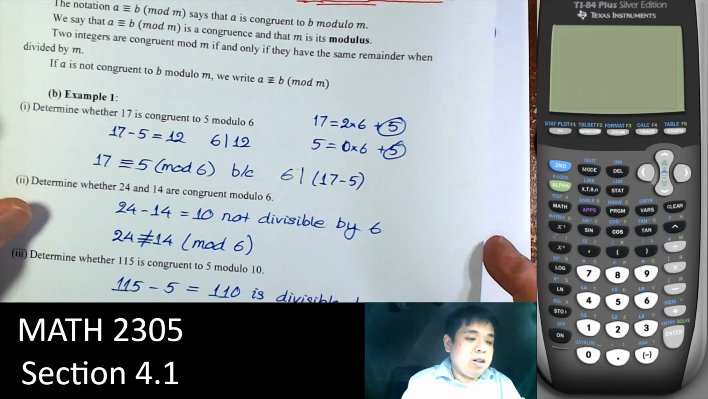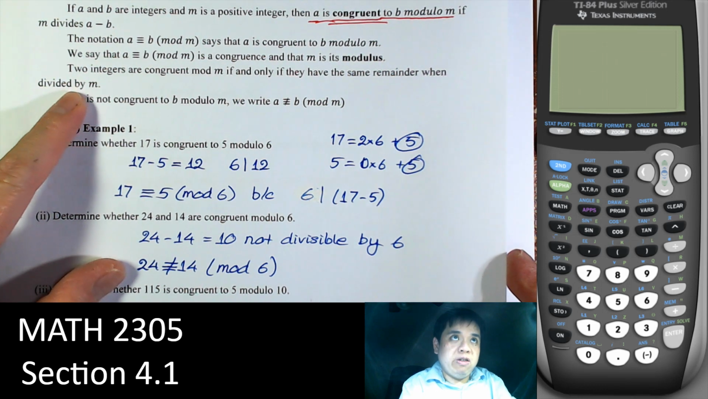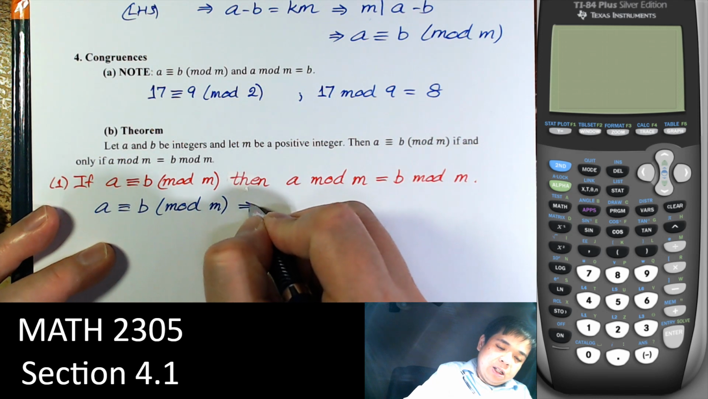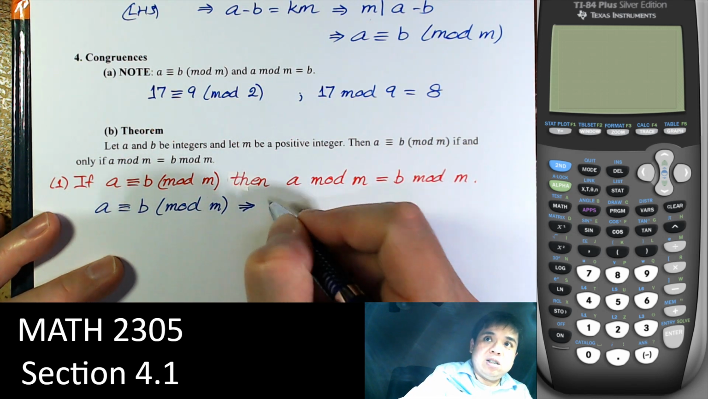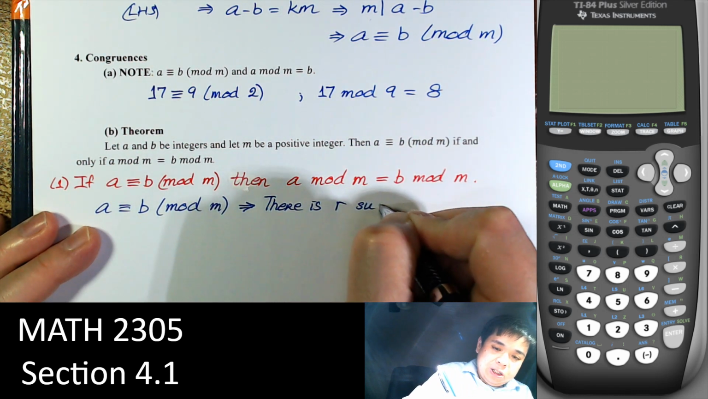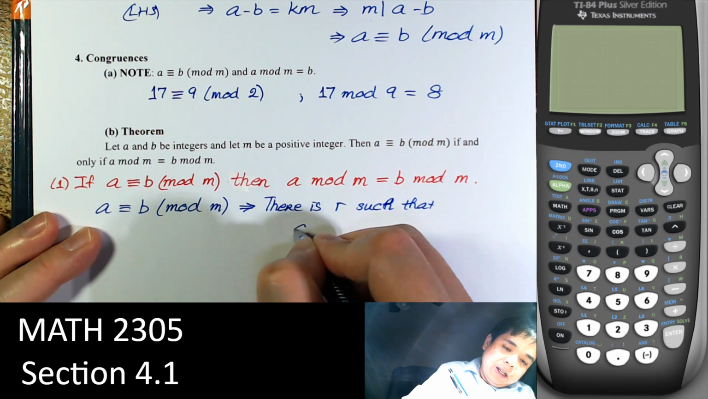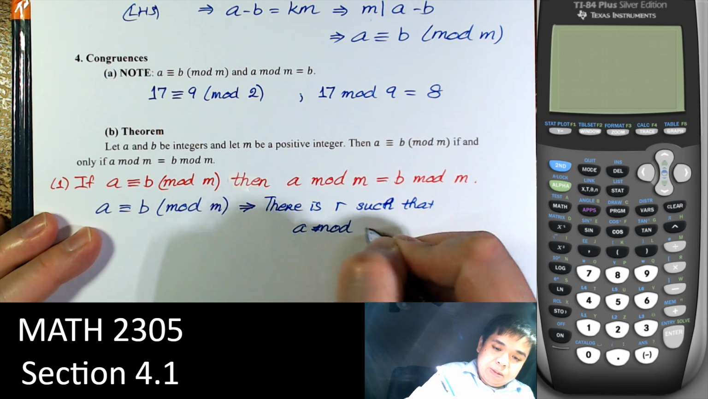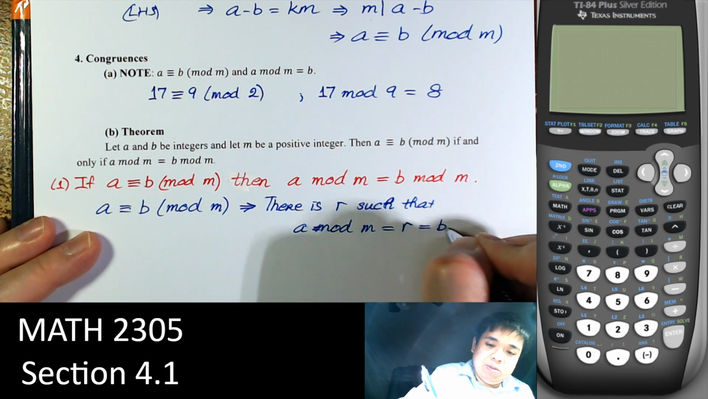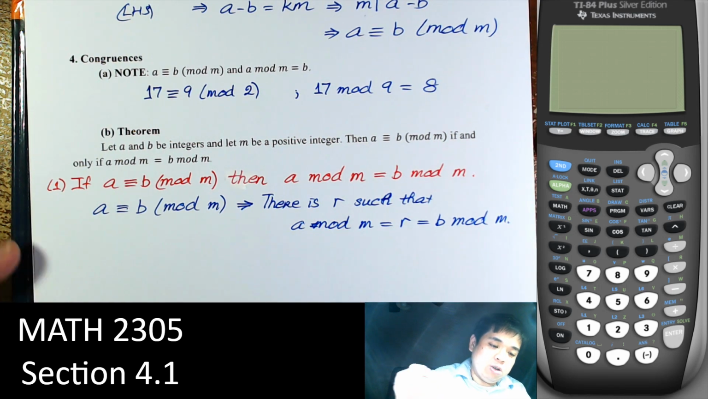Actually, the way we define it, two integers are congruent mod m if and only if they have the same remainder when divided by m. So this is called the remainder. By that definition, they have to have the same remainder, so there is an r such that it is equal to a mod m. They have the same remainder, pretty much. We define it, so they are equal, so that's true.